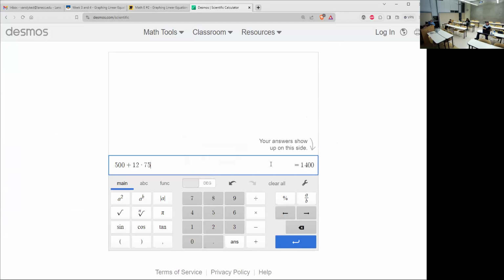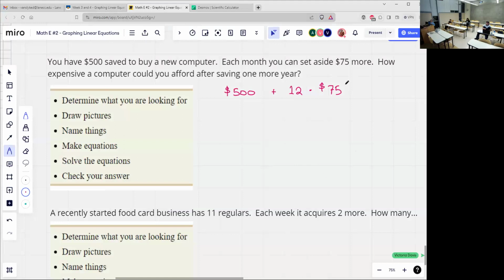I know it doesn't matter, so 1,400. For the recording, I want to have the calculator. Now, what happens if we change it? So instead of saving for one more year, we make it some variable amount.